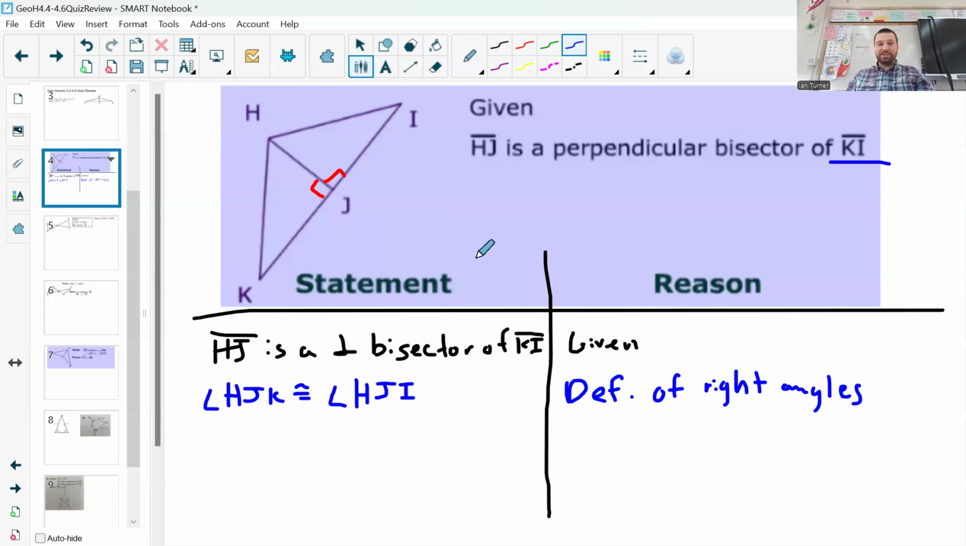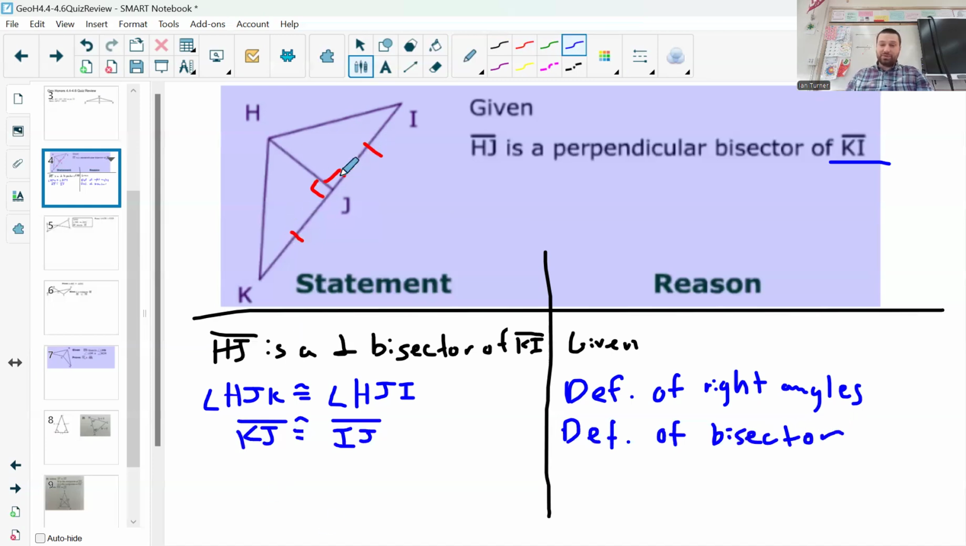It's a perpendicular bisector of KI. KI is a side. It's not an angle. So it's splitting this side KI into two congruent pieces. All right. So we get that these are both congruent. We get KJ is congruent to IJ by definition of a bisector. Okay. And it's a segment bisector. It's splitting the segment into two pieces. Definition of a bisector.